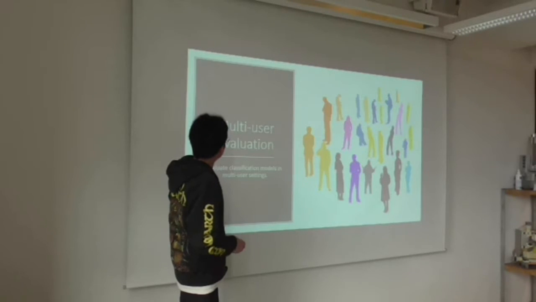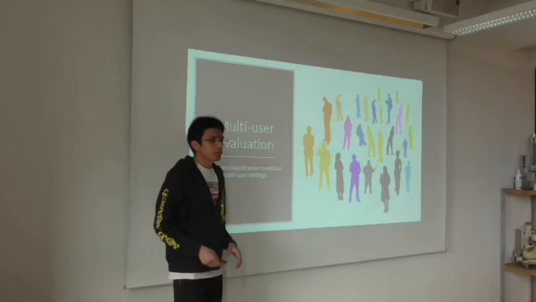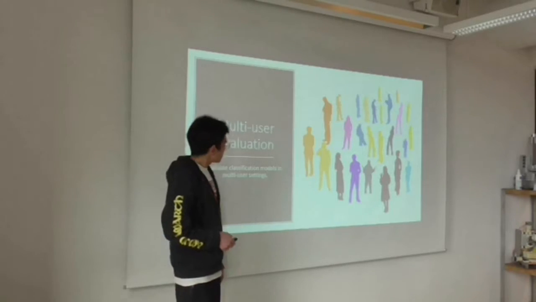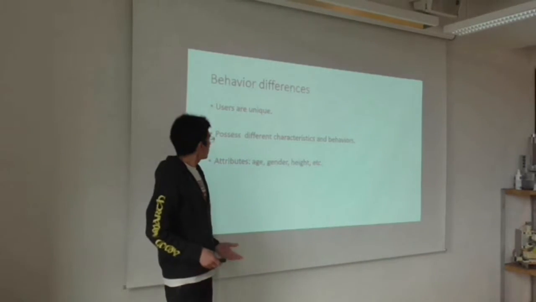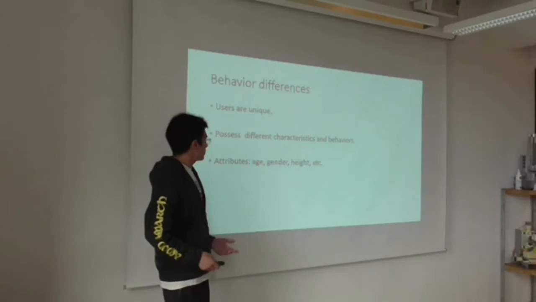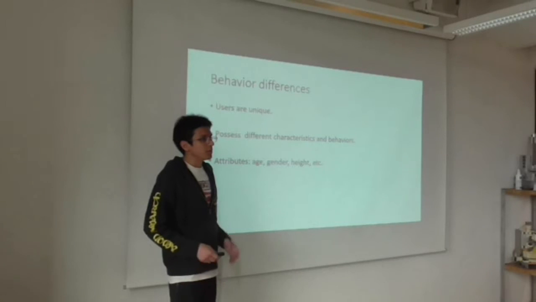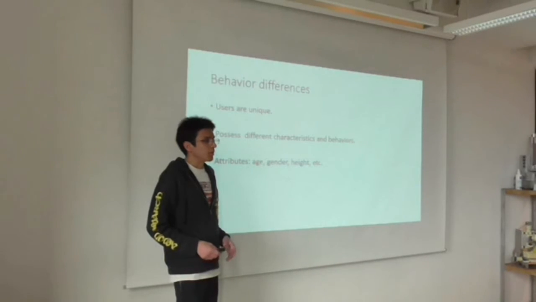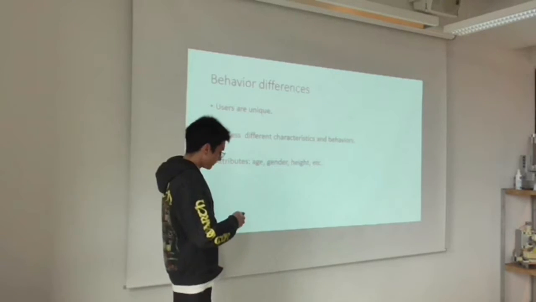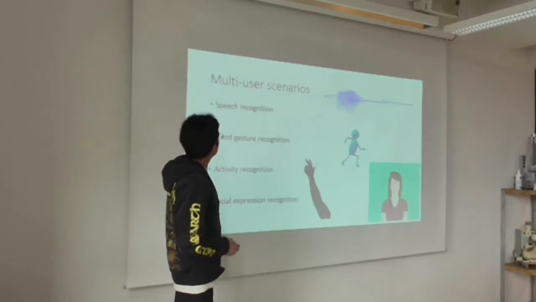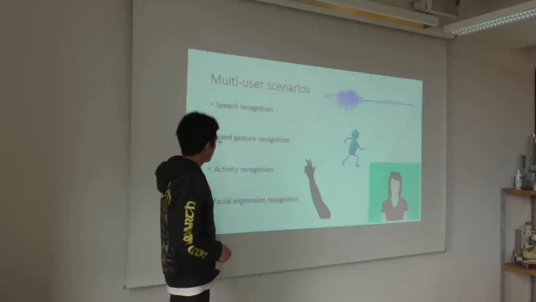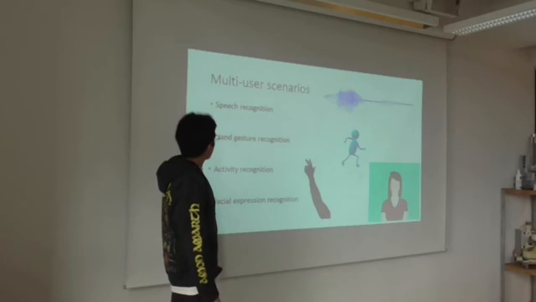And I also wanted to include this topic, which is called multi-user evaluation. So sometimes we build systems that are going to be used by humans. Users are unique. They possess different characteristics and behaviors. And we have different attributes like age, gender, height, and so on. These types of attributes may impact your performance when deploying into real life applications. Some multi-user scenarios are speech recognition, hand gesture recognition, activity recognition, facial expression recognition, and so on.